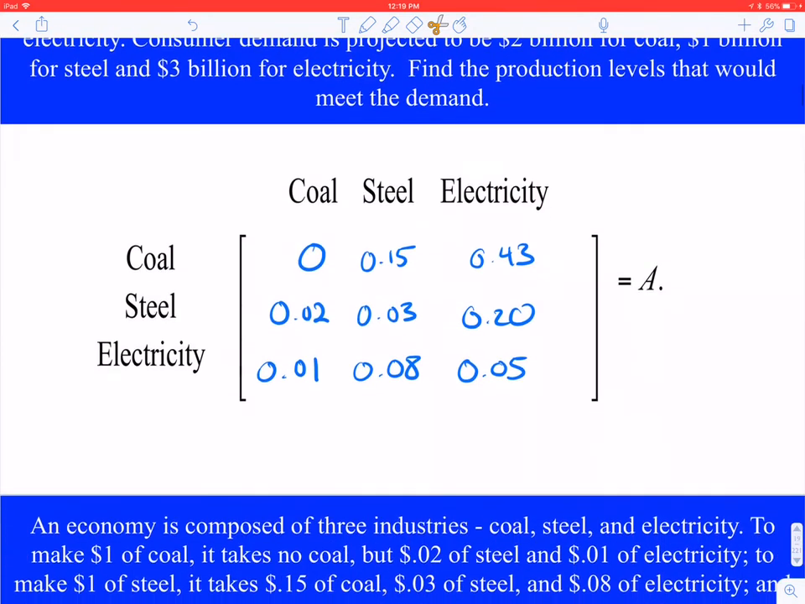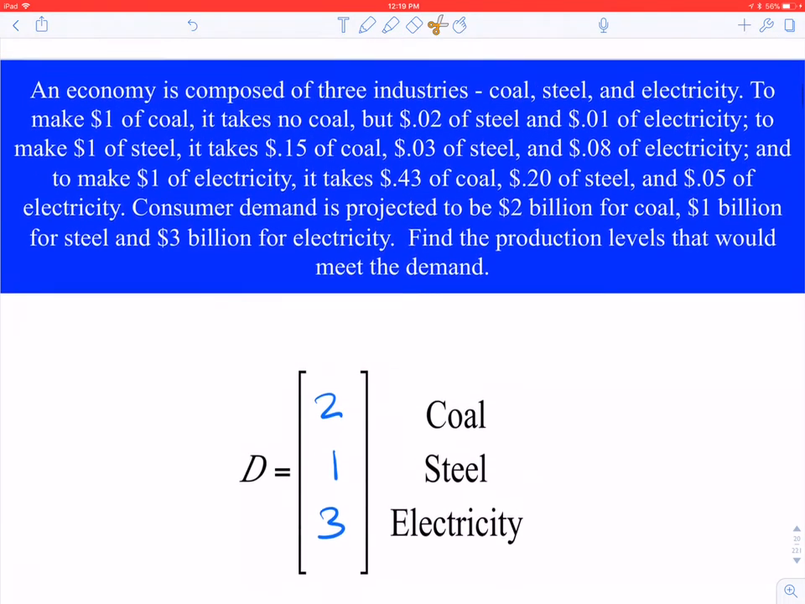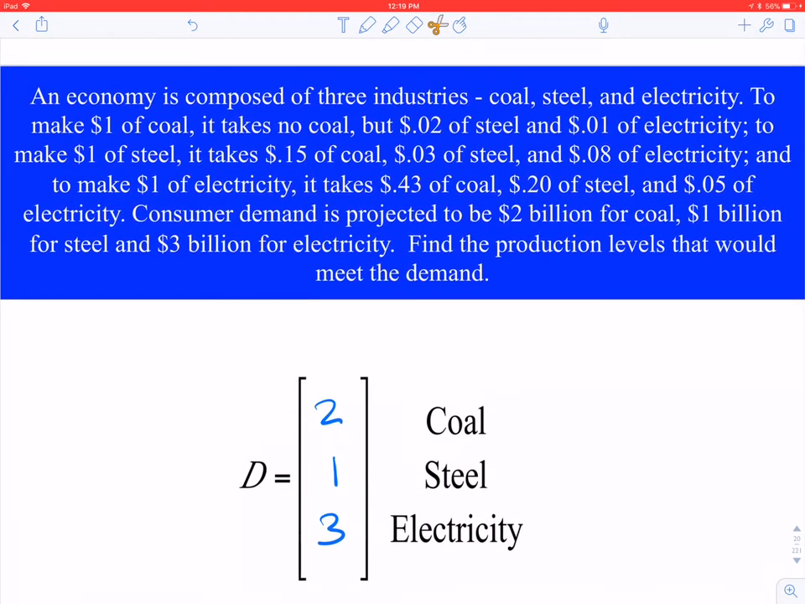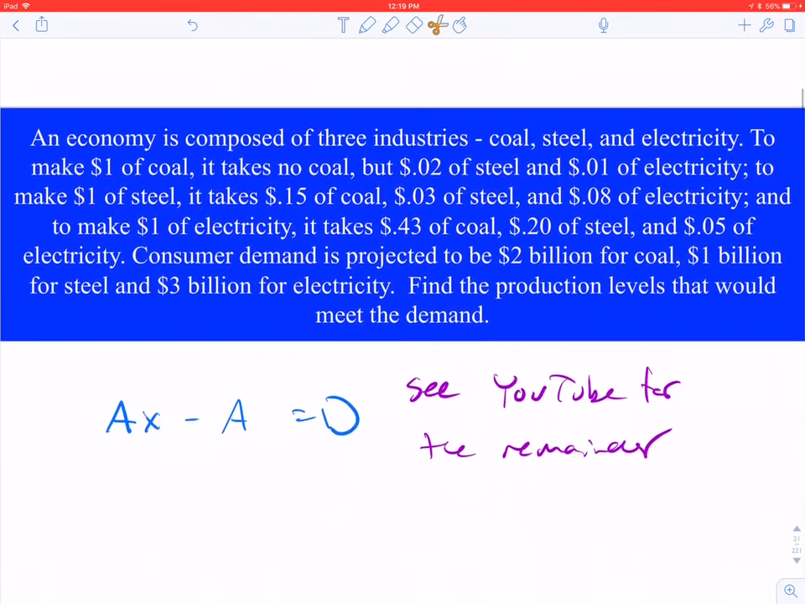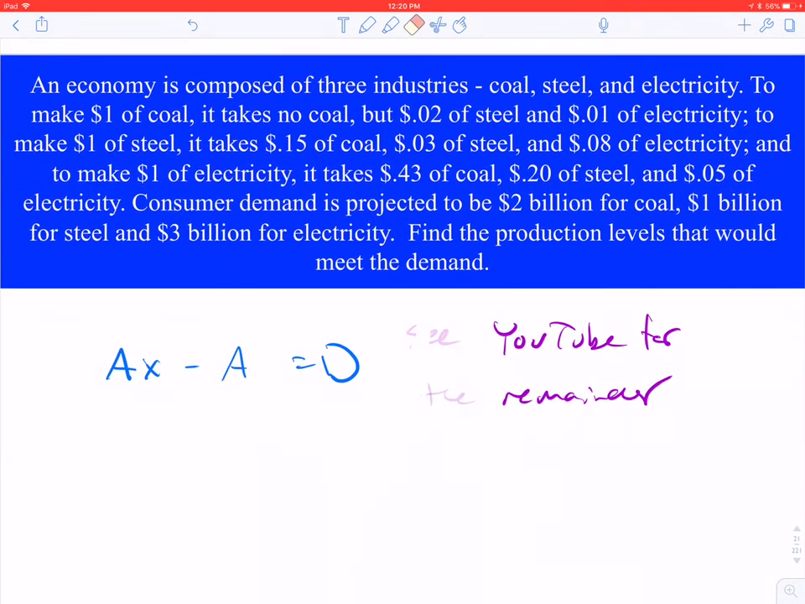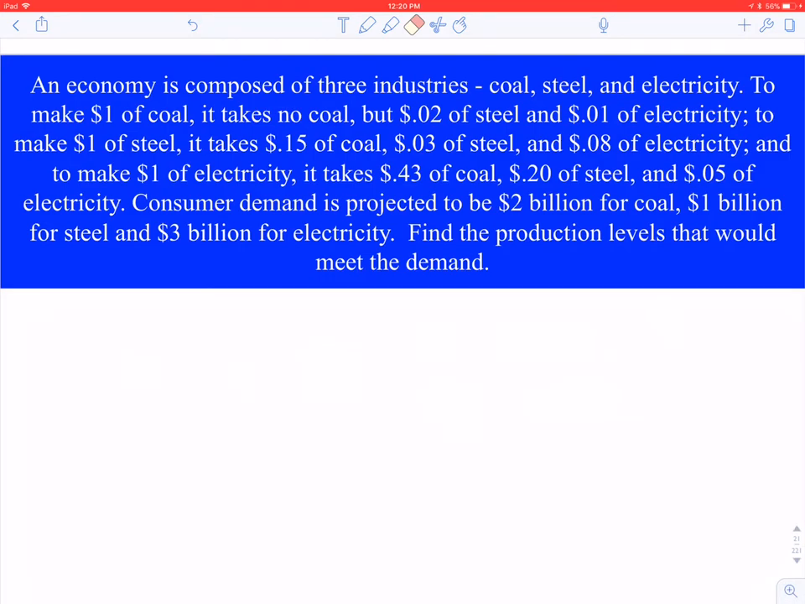Each column represents $1. And then we want to find the production level to meet this demand: 2 billion of coal, 1 billion of steel, and 3 billion of electricity. Okay, so this is where we left off in class right here. Then what I was trying to remember was the way it's generated.